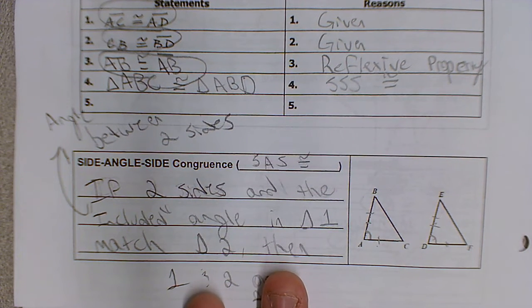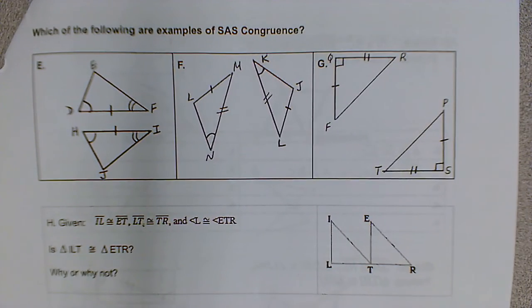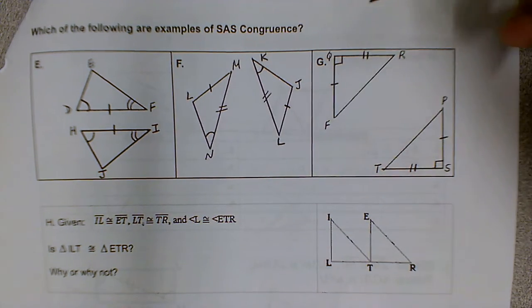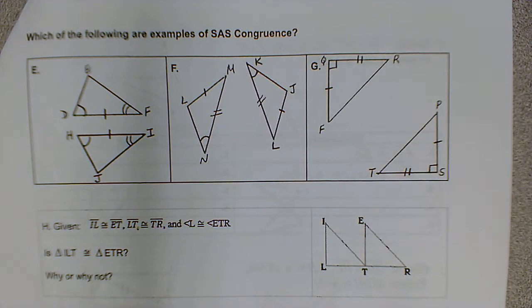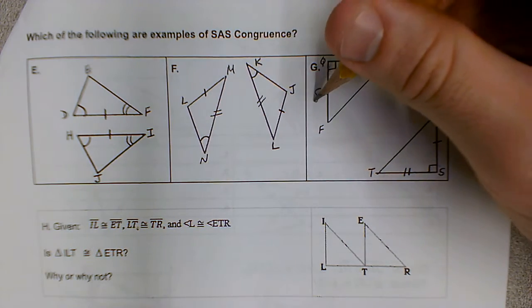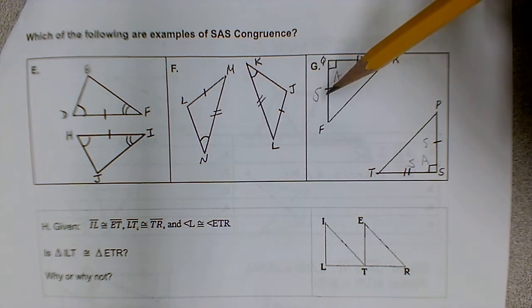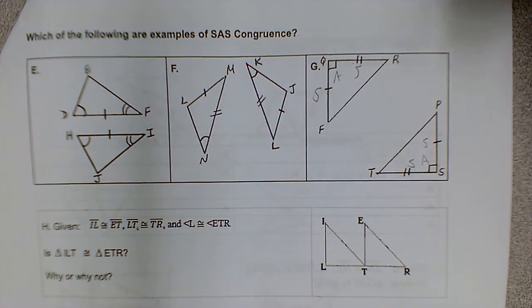Alright, let's flip over and take a look. This example E, F, and G sort of lets us explore what side angle side actually looks like. I'll actually start with question G. These two triangles are actually side angle side, because I can go side angle side, side angle side. They line up on side angle side, which means they're congruent.